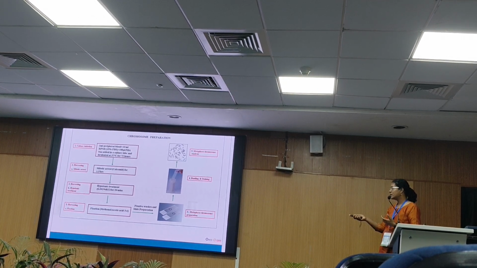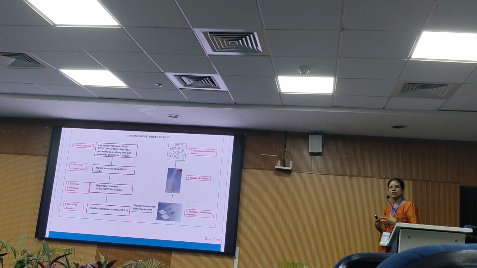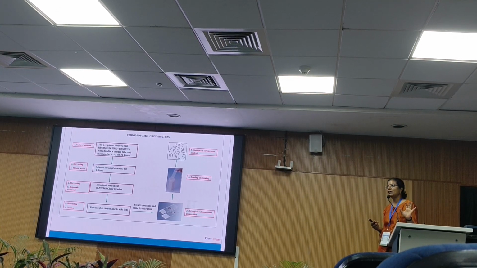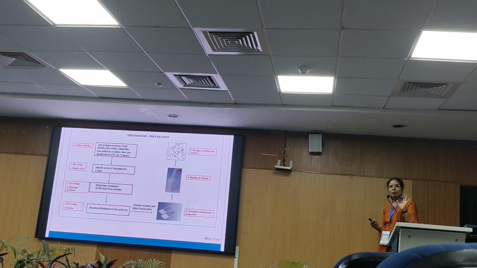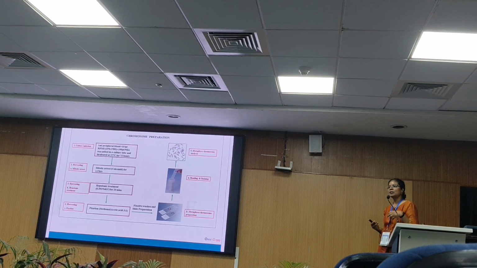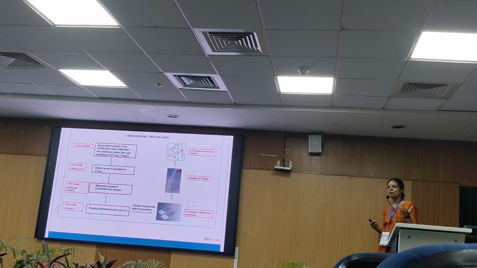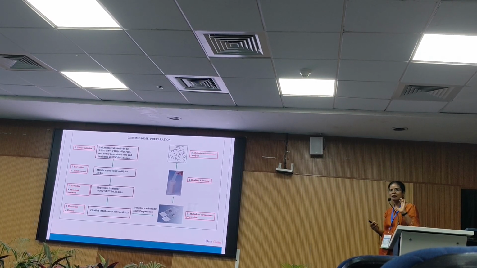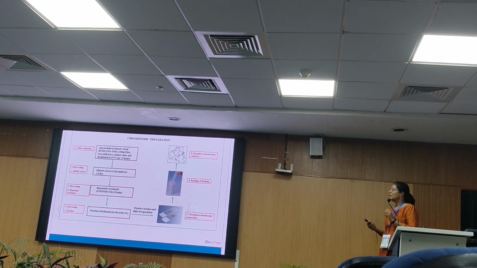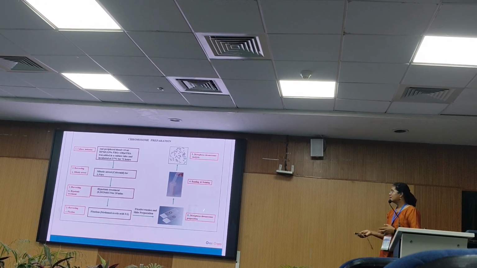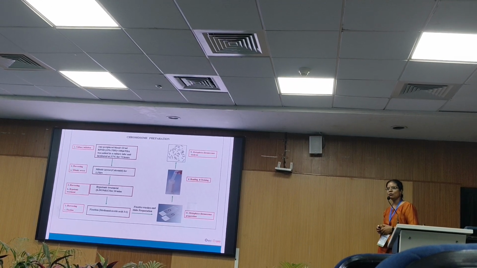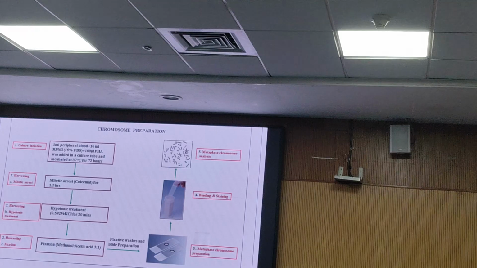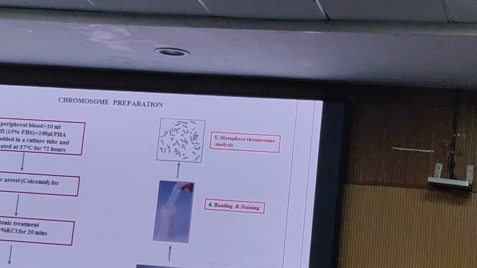Then you harvest, you give good washes, and remove all the debris of the RBCs. Then you have only WBCs present. Give good washes so that there are no remnants from the RBCs or any other artifacts. Then you prepare slides, then you band or stain them, and these are the metaphases that you get. The whole procedure takes almost 72 hours.